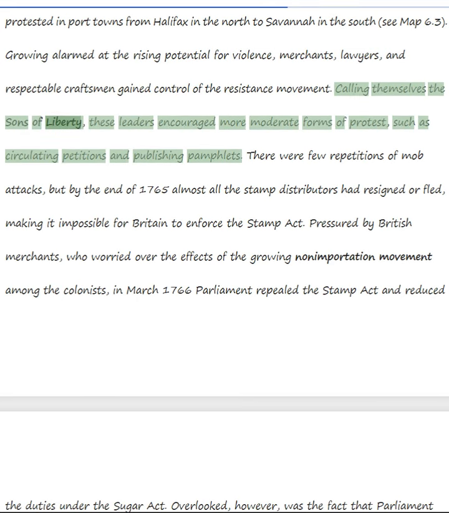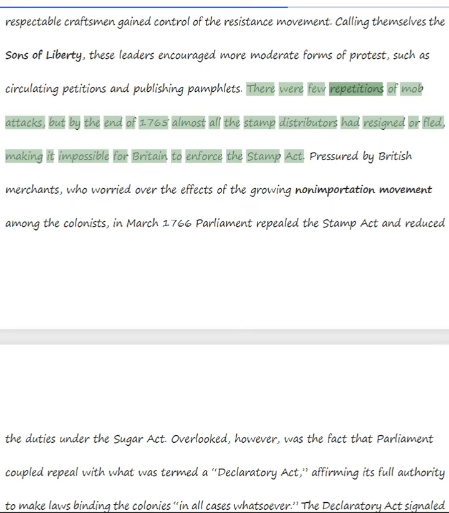Calling themselves the Sons of Liberty, these leaders encouraged more moderate forms of protest, such as circulating petitions and publishing pamphlets. There were few repetitions of mob attacks, but by the end of 1765 almost all the stamp distributors had resigned or fled, making it impossible for Britain to enforce the Stamp Act.